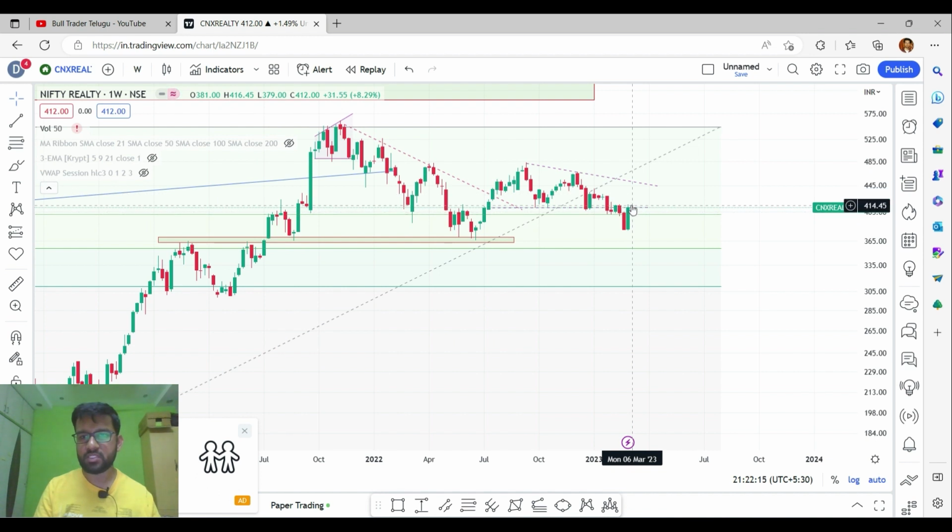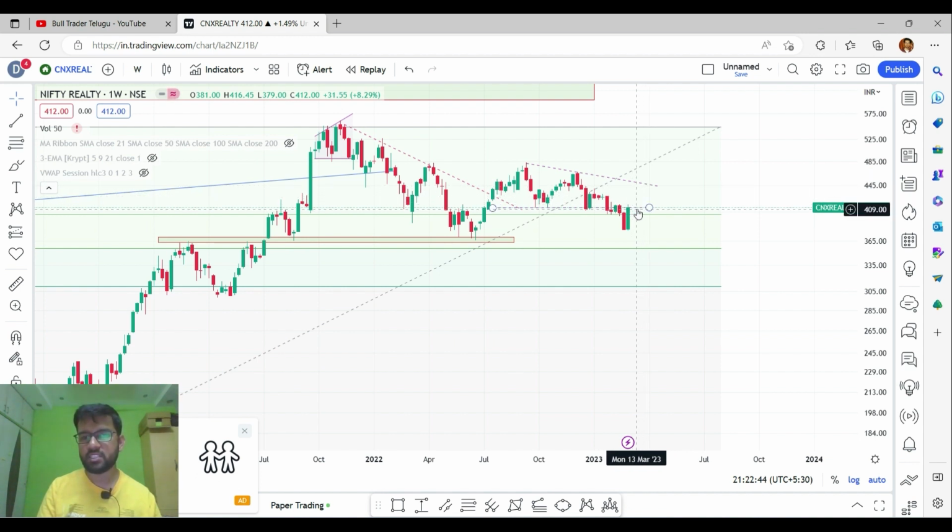But if the market couldn't sustain above this level and comes below this 412 level once again, then we can see this 401 level acting as an important support point. Most probably this week in the Nifty Realty we can expect to form a doji to spinning candle, because after a good rally we can see some kind of pause in the market, and then we can see a good rally.